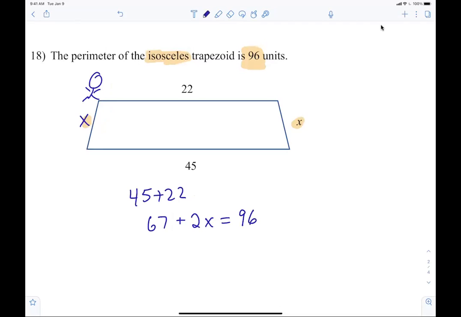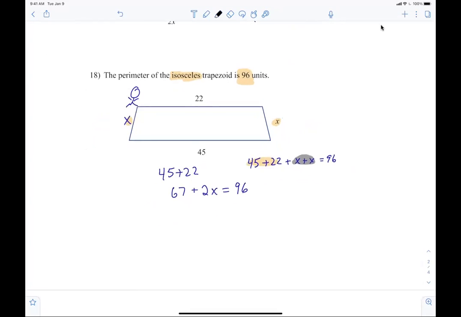Yeah. All right, that's very important. Instead of 2x, could you just do x plus x? Yeah, but we're going to show you that you're always going to simplify. So if you wrote 45 plus 22 plus x plus x equals 96, you would still simplify these two things together, and these two things together. Make sense, right? All right. 19, Ashley.